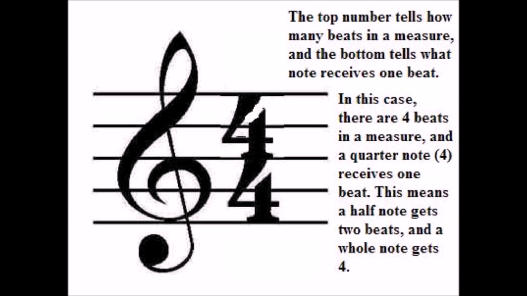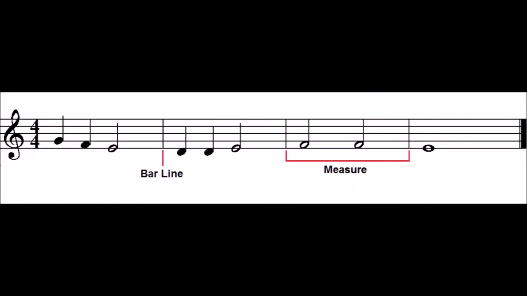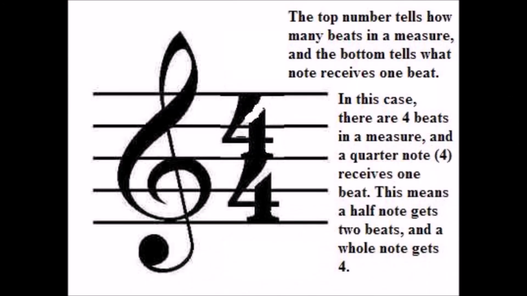The top number indicates the number of beats in a measure or bar. A measure is the space between two vertical bar lines on a staff. The bottom number tells you what kind of note receives one beat.